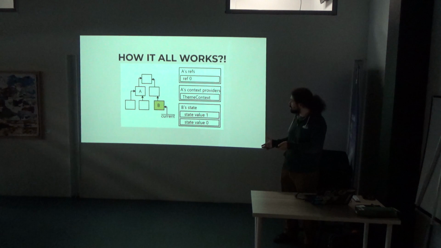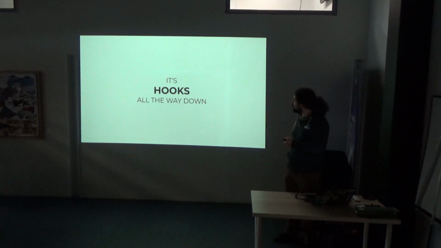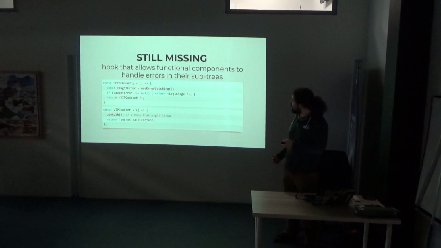And this is how it all works, of course. You just have the virtual DOM and the properties, your state and your refs, and all of that is just attached to the virtual DOM. This is a very bad picture, but this is the virtual DOM tree. If you're rendering this component and you want to get some context, and the context provider is on this level, React is going to search for the nearest instance of the context provider, get the value and pass it back to your component. If you're using state, the state is attached into the component, into the virtual DOM. It's hooks all the way down.